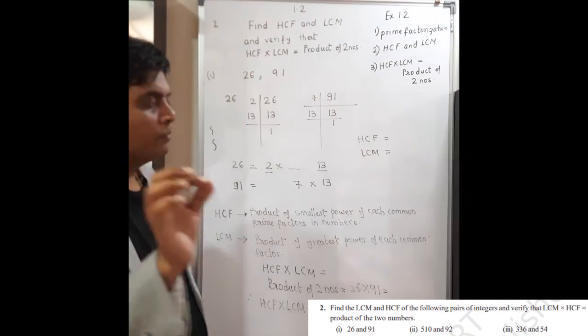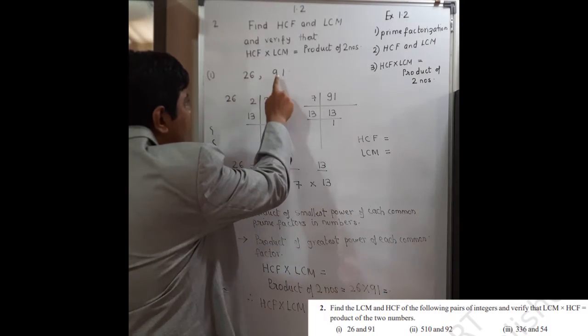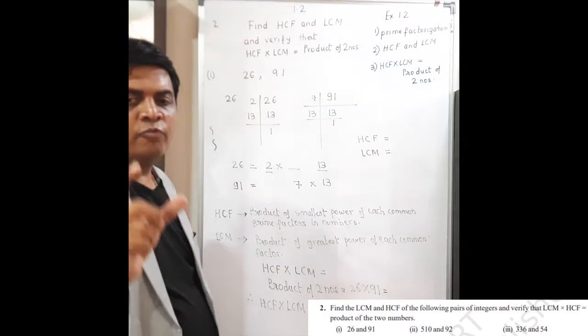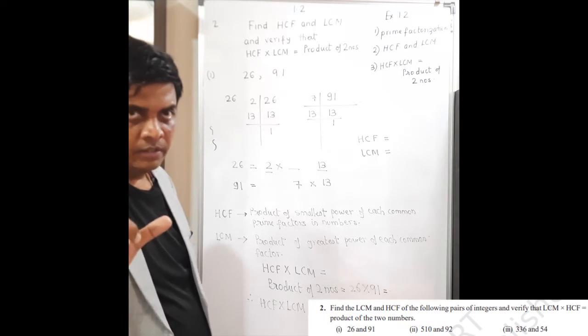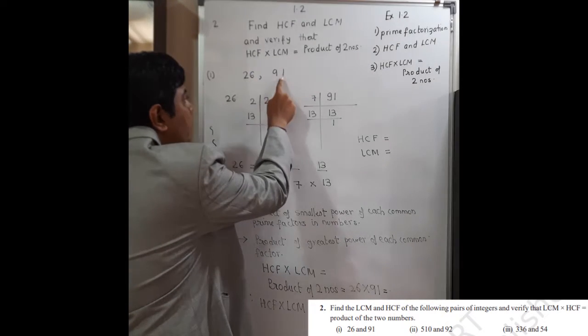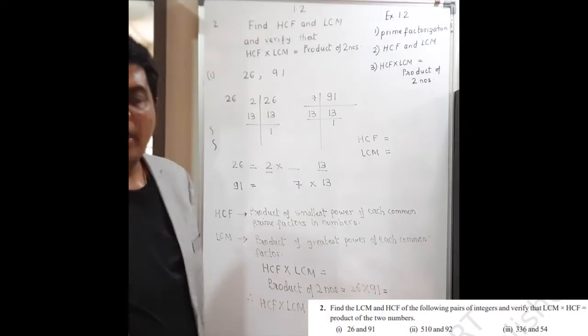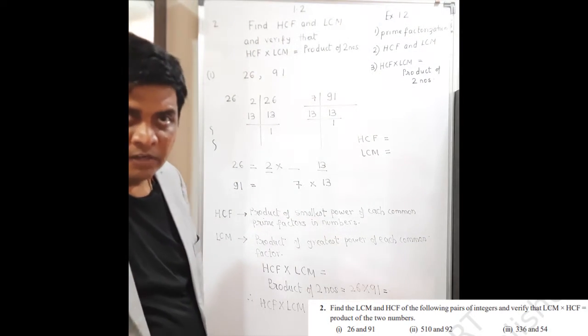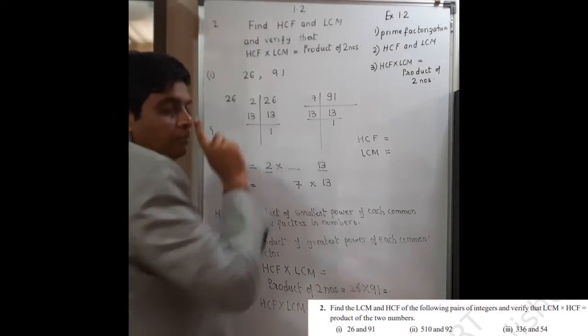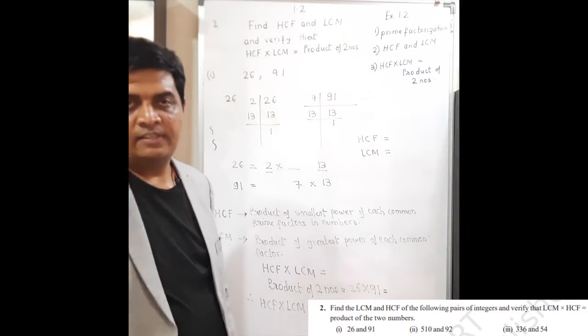What does this mean? For 26 and 91, you have to find the greatest number. It is a factor. That means it should be able to divide both of them. So HCF means the biggest number or the greatest number which can divide both of them. That is the meaning of HCF.